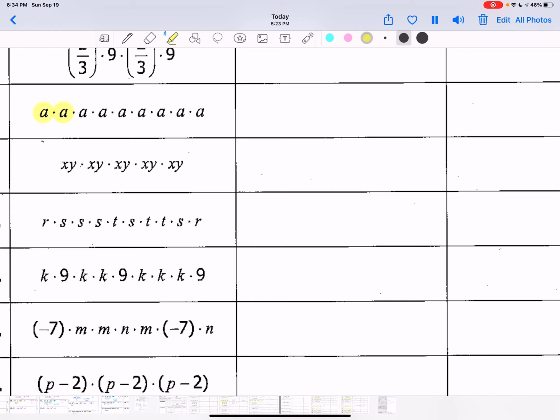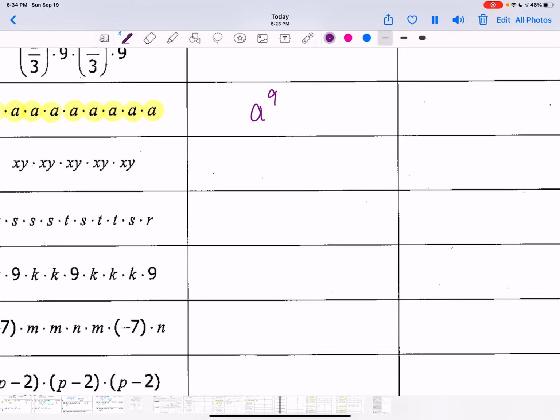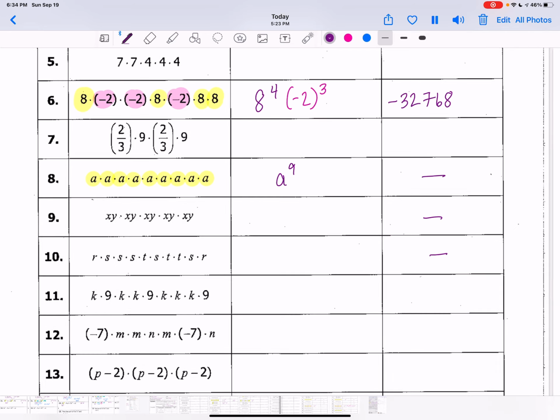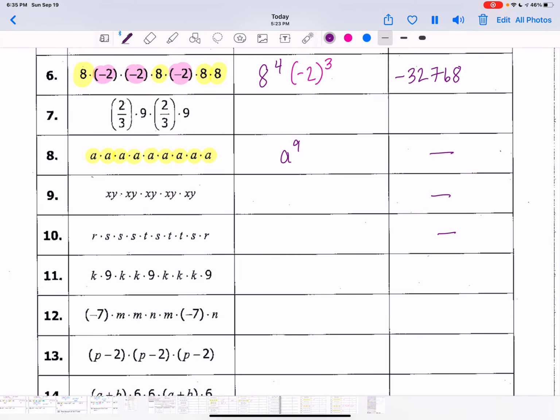All right, so let's count. A is the base, so let's count the number of A's that we're multiplying together. And we've got 9 of them, so it's A to the 9th power. Now here we can't find the value because there's no number, so you can just cross that box out. Same thing with these other few because there's no numbers to multiply, so there's no value for that, so you can cross that out.